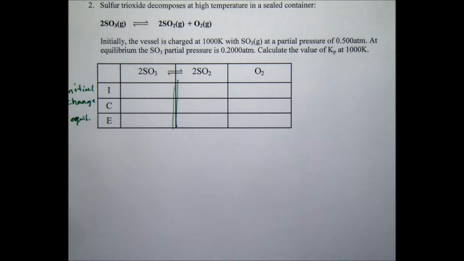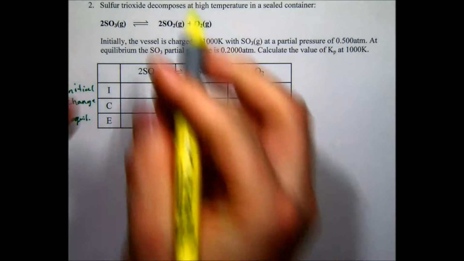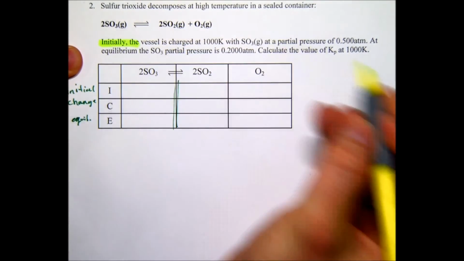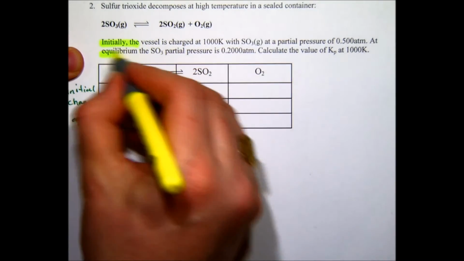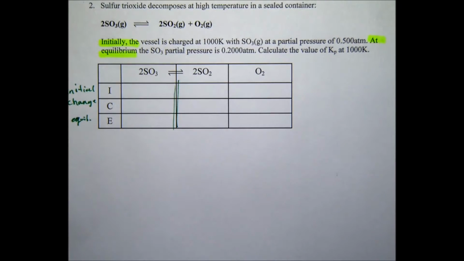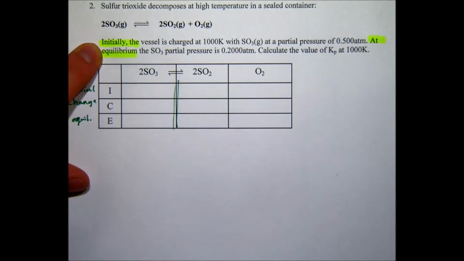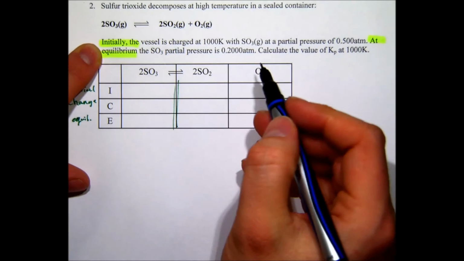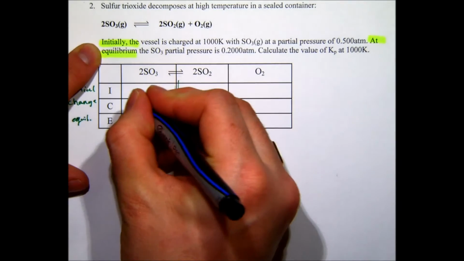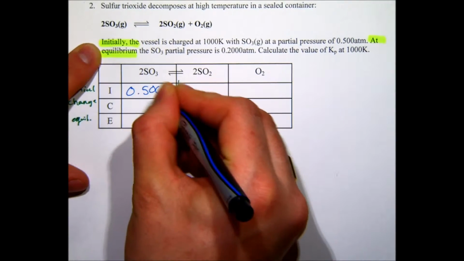So first of all, it says initially. So there's some keywords here. So you see initially, and then it says at equilibrium. So that tells us where we're going to put the information. So it's initially, so that means we're going to put it in the I line. The vessel is charged with 0.5 atmospheres. So 0.500 atmospheres.